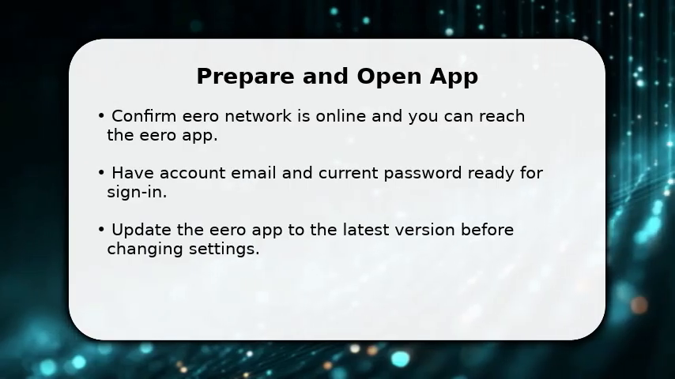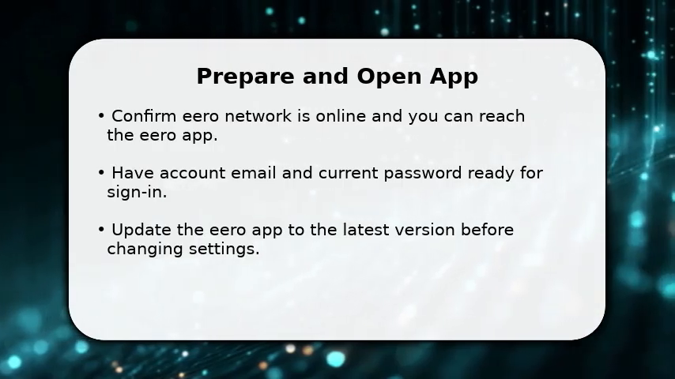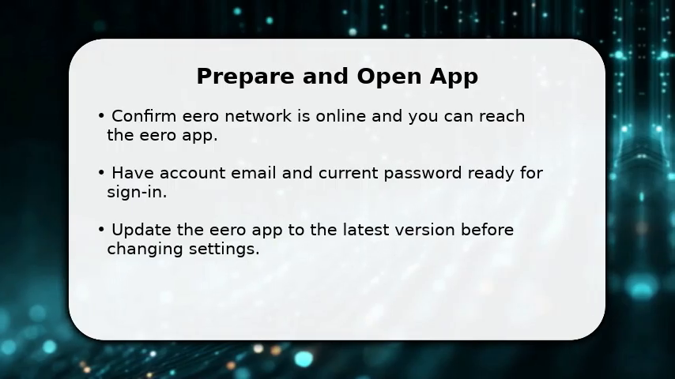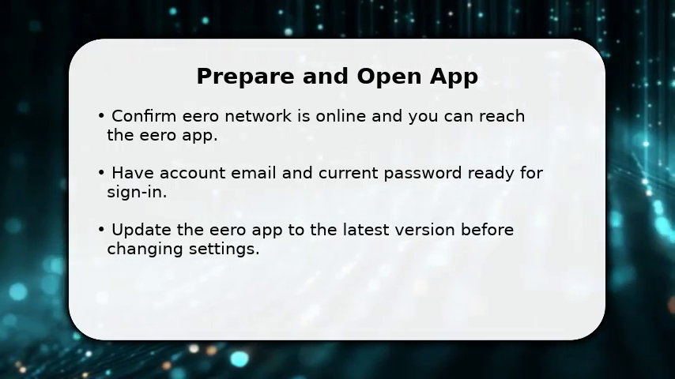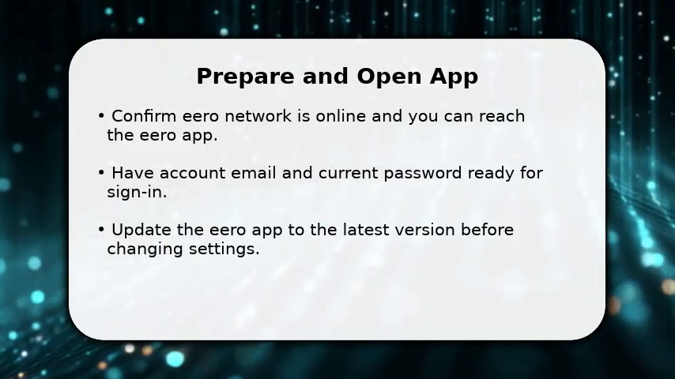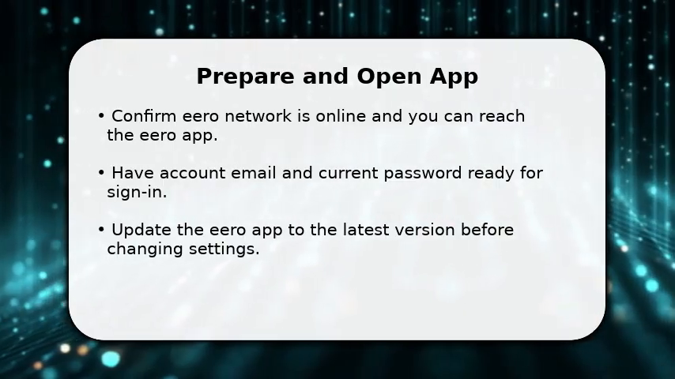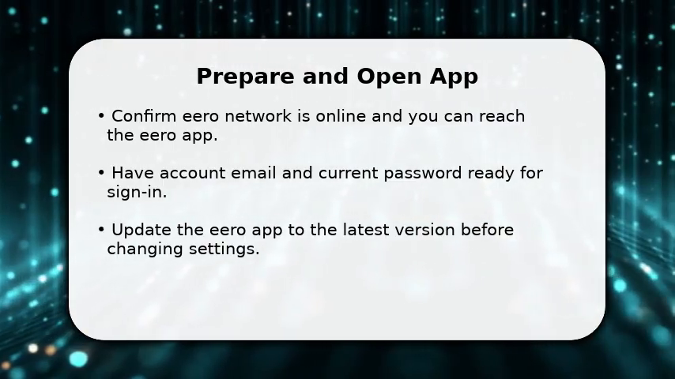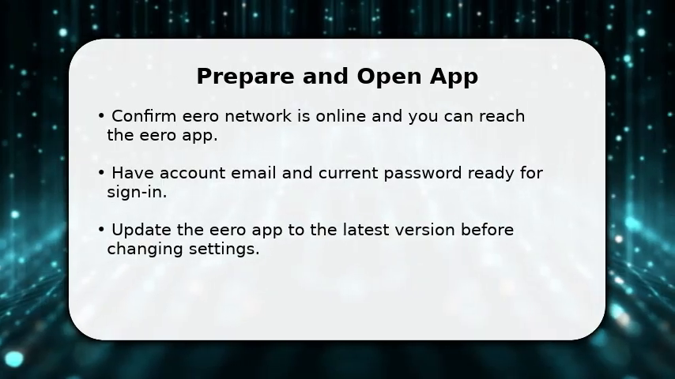You start by confirming the network and getting into the app. Open the Eero app and sign in with your account credentials. Once done, make sure your primary Eero shows online so changes can apply immediately. If you're already signed in, navigate straight to the home screen. Otherwise, complete sign-in with your email and password. This avoids mid-change errors and ensures settings you edit will push to all devices promptly.